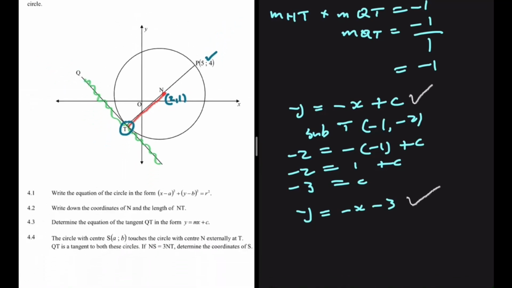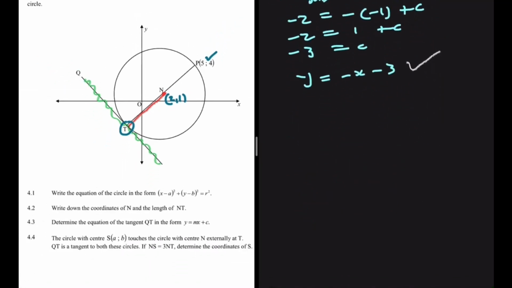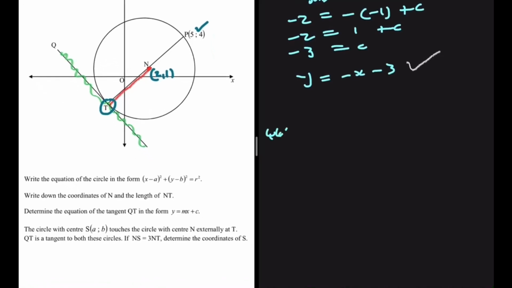Let's move ahead and do 4.4. In 4.4, the circle with center S of coordinates a and b touches the circle with center n externally at t. qt is a tangent to both of these circles. If ns is equal to 3nt, determine the coordinates of s. Yeah, there's a lot going on there.